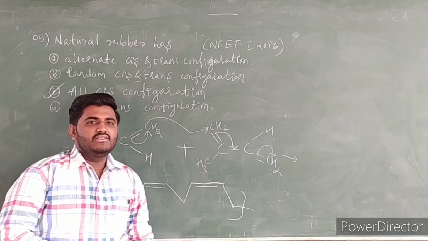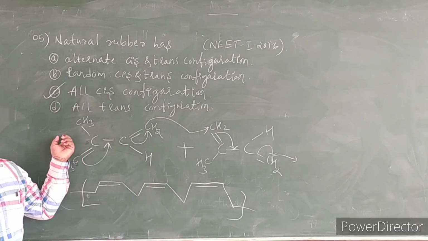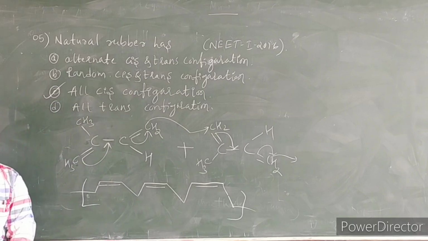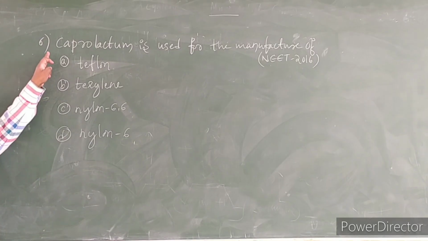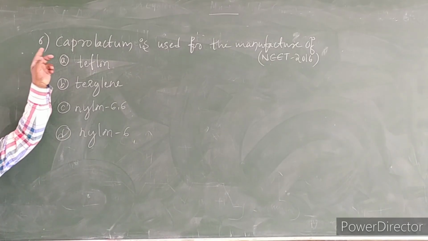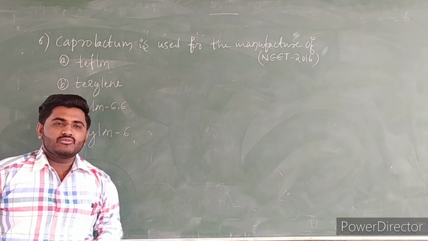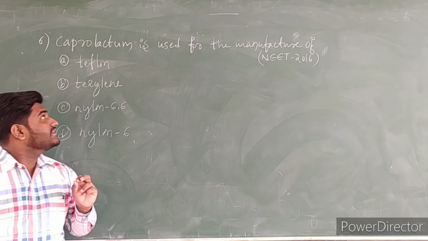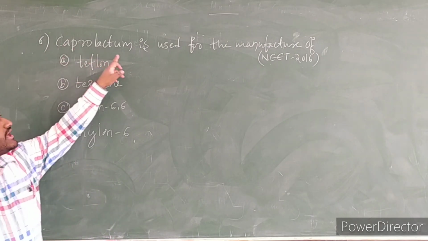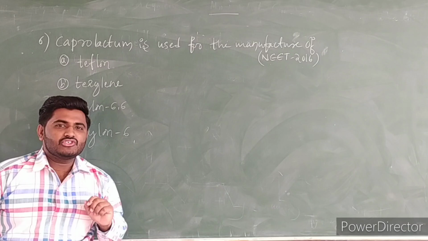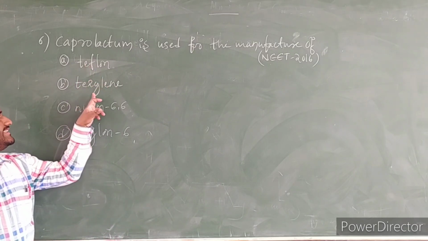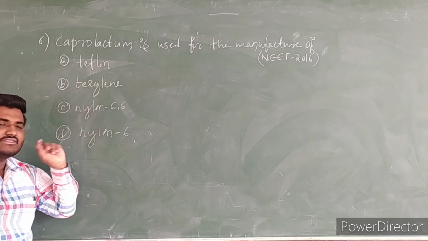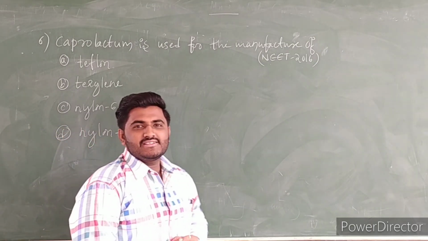Now we will see the next question. Question number 6, guys. See, this question is asked in NEET 2016 only. So from this chapter NEET 2016 we are getting 3 questions. Correct. See guys, caprolactam is used for the manufacture of Teflon, Terylene, nylon 66, nylon 6. Which one is the answer, guys?